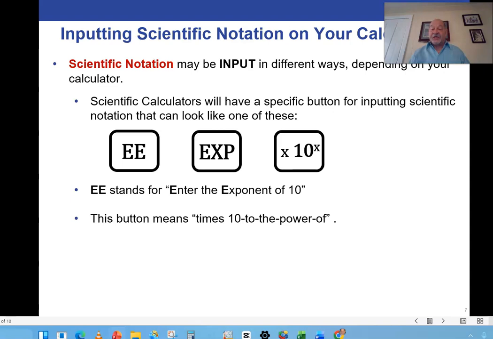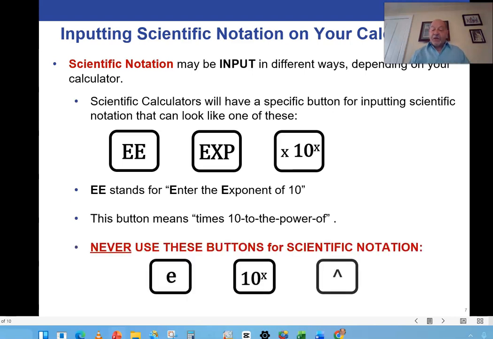Here are 3 versions that I found on different calculators. One is a button that just says capital E. One is a button that says EXP, and these may be capital or lowercase. And one is a button that says times 10 to the X. Do not mistake this button for other buttons. These are the 3 buttons. Look for one of these 3 on your calculator. That is the Enter Exponent button. This button means times 10 to the power of. It replaces the times and the 10, and you literally just put in the power of 10 after you type this button.